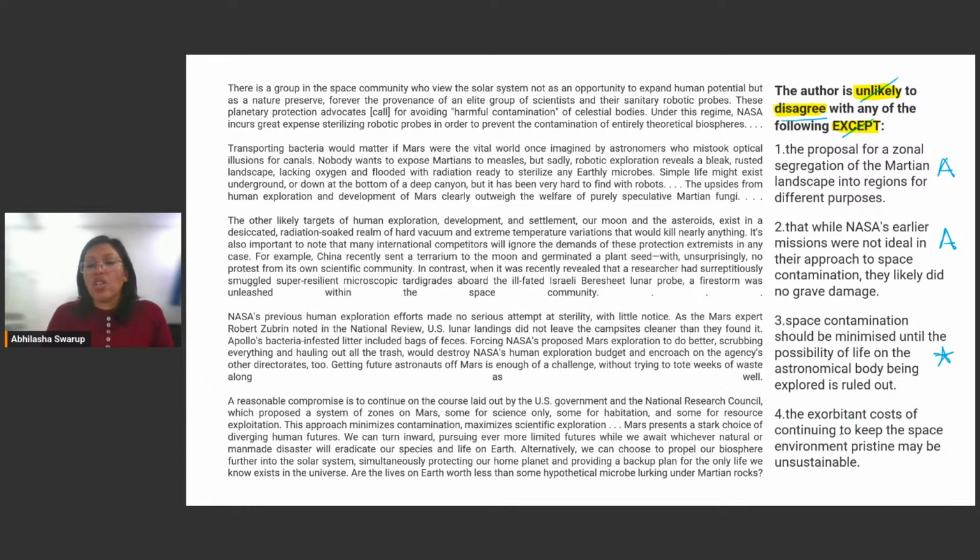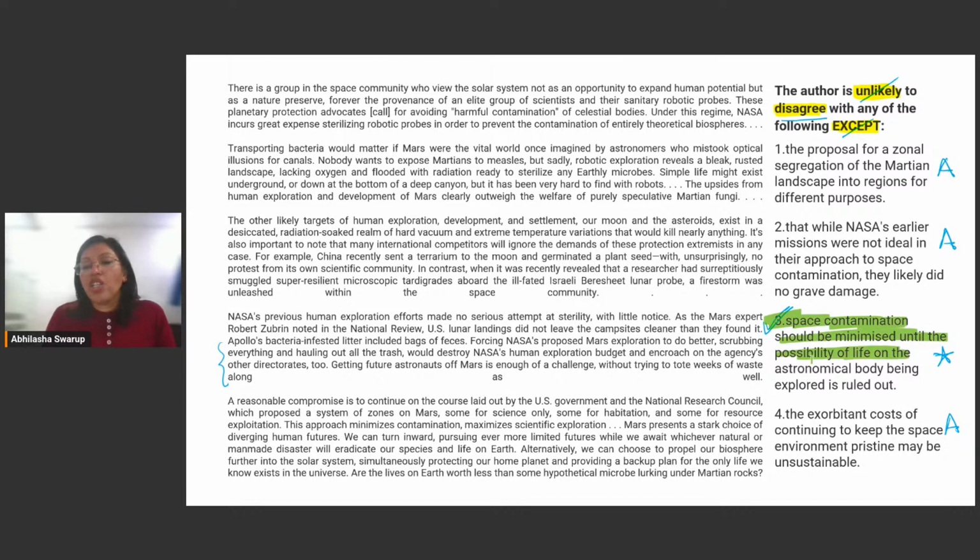The exorbitant cost of continuing to keep the space environment pristine may be unsustainable. He has said that NASA will find it very expensive, right? Somewhere. Okay, so therefore 4 is something that he will agree with. So which one he's going to disagree with will be option number 3, that space contamination should be minimized until the possibility of life on the planet is ruled out. So very clearly the correct answer is going to be 3.